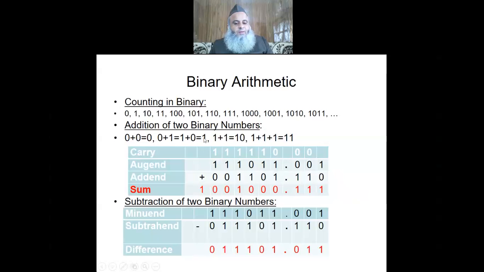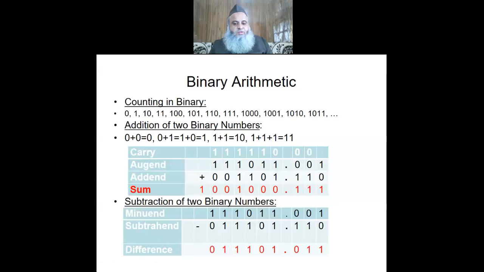1 plus 1 in binary will be 2 in decimal, and 2 cannot be written in binary as such. So I'll have to carry this 2. So 1 plus 1 will be 10. Similarly, 1 plus 1 plus 1 will be 3. Again, 3 doesn't exist in binary. Remember, with base r, we can have digits from 0 to r minus 1 only. So with binary, which is base 2, we can have digits up till 2 minus 1, which is 1 only.